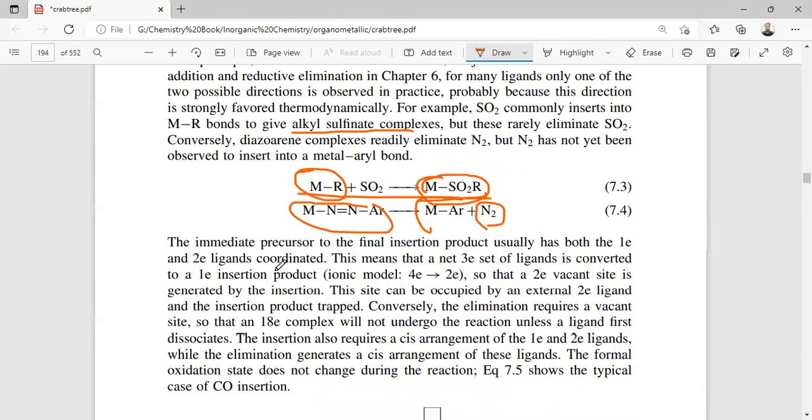So the immediate precursor to the final insertion product usually has both the one-electron and two-electron ligands coordinated. This means that the three-electron set of ligands is converted to a one-electron insertion product.